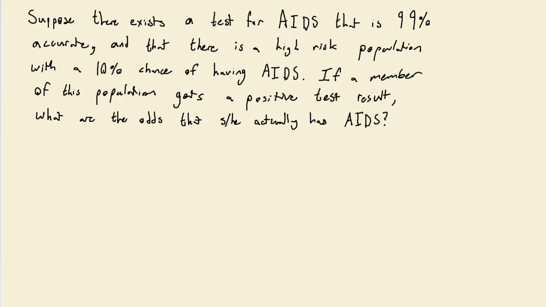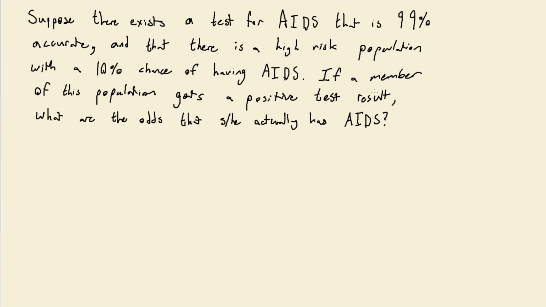So suppose there exists a test for AIDS that is 99% accurate and that there's a high-risk population with a 10% chance of having AIDS. If a member of this population gets a positive test result, what are the odds that she or he actually has AIDS? And so this is an interesting problem because you can imagine that in real-life applications, any sort of test for disease, any sort of test within some sort of engineering field or whatever you might be interested in, those tests are never going to be perfect.